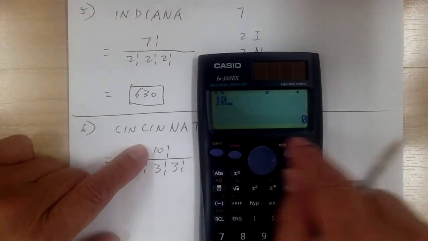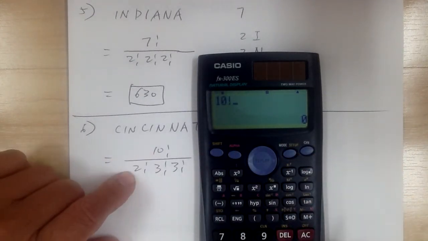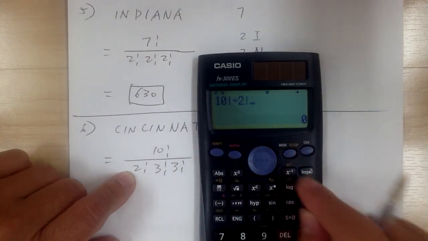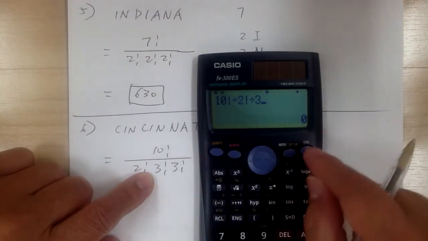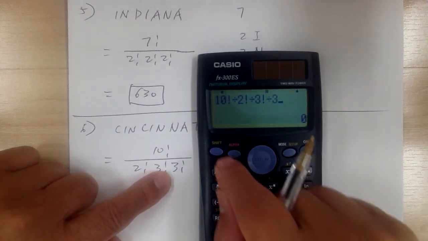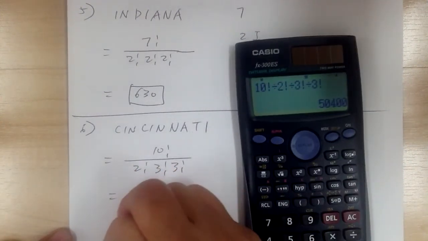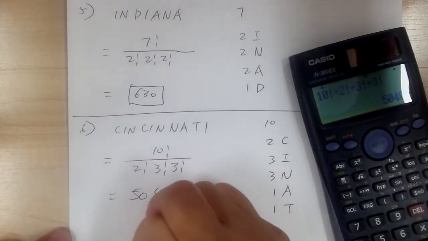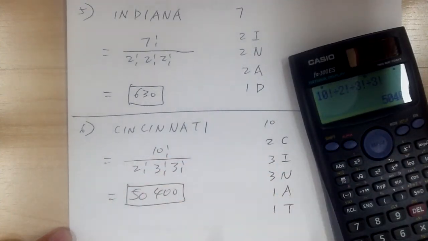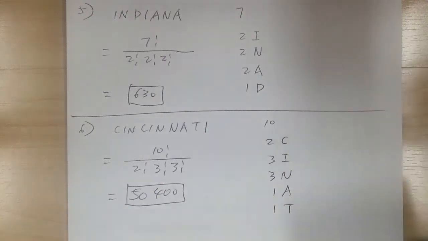Okay. So 10 factorial divided by 2 factorial divided by 3 factorial divided by 3 factorial equal. So you're going to get equal to 50400. Okay, let's go to the next one.